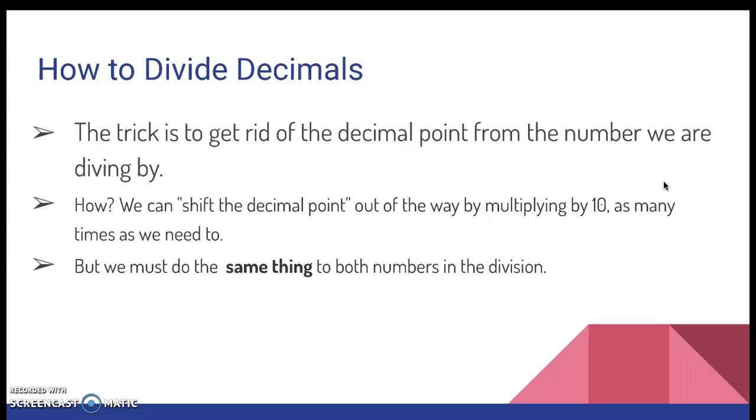So how do we divide decimals? Well, the trick to this is to get rid of the decimal point from the number we are dividing by. So if we are dividing 0.2 by 30, we want to get rid of the decimal point within the 0.2. How can we do that? I wonder. We can shift the decimal point out of the way by multiplying by 10 as many times as we need to. But in order to do that, we need to do the same thing to both numbers in the division.